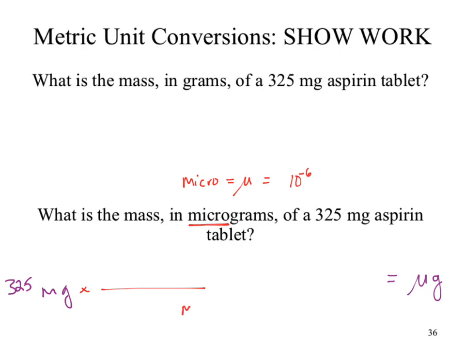In the ideal world, milligrams would show up in the denominator so that the units cancel, right? So I'm looking at it now from the perspective of I want to get rid of milligrams. Okay, so I'm going to put the milligrams on the bottom. In the ideal world, micrograms shows up on top, right? Do we know that conversion factor?